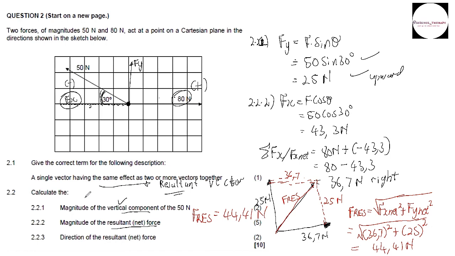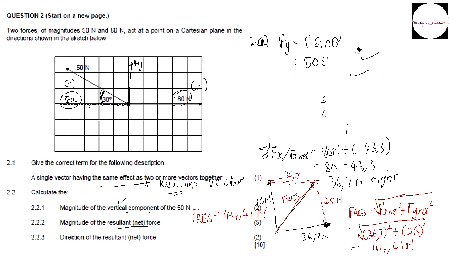Okay, now 2.2.3 is asking us to get the direction, right? So allow me to erase this part here. I'm trying to still keep the values, that's why I'm not erasing all of this. Now to get the direction, note that if we are working with vectors in 2D, you can't say the direction is to the right or up or down, right? The direction will be in the form of an angle.